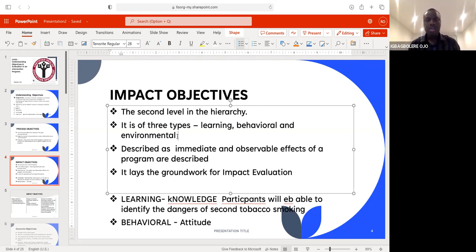So again, the three types: learning, which talks about a change in knowledge, a change in insight; behavioral, a change in attitude, a change in how you do things, a change in habits. And of course, environmental represents a change in the larger society, in the larger population.